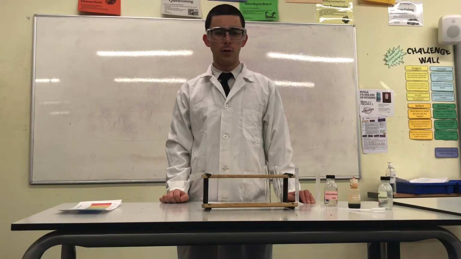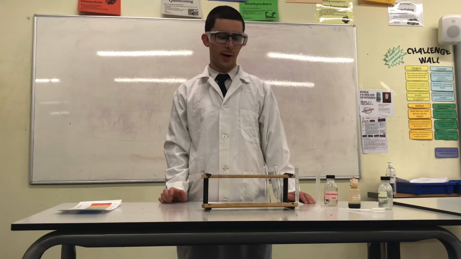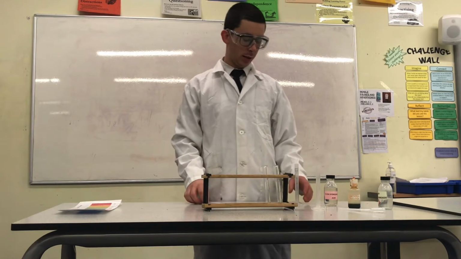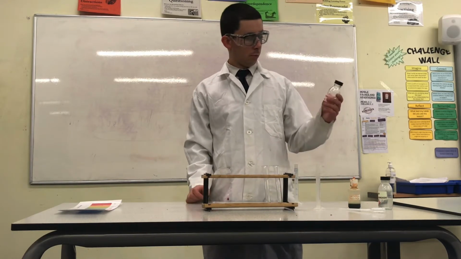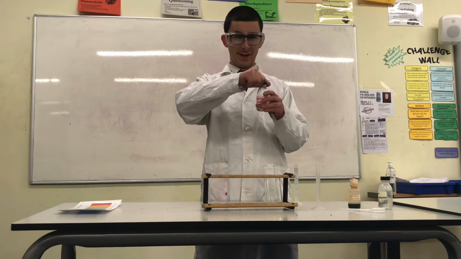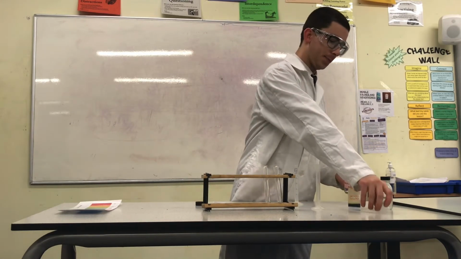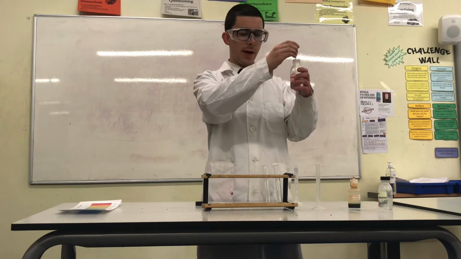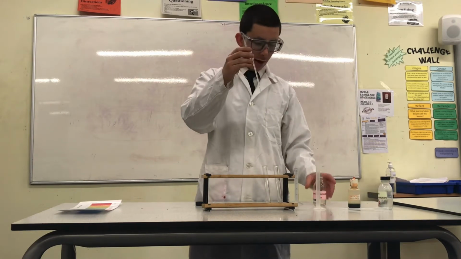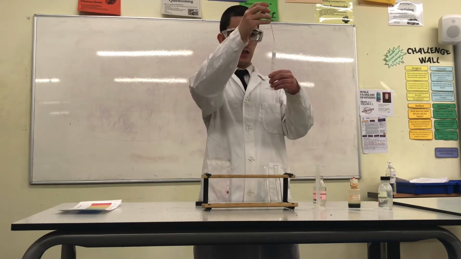Investigating how the volume of acids and alkalis affect their pH. So we'll begin by using 1 milliliter or 1 centimeter cubed of hydrochloric acid. Now, I'll be using a pipette to take it out of its container and then measuring it in a measuring cylinder.